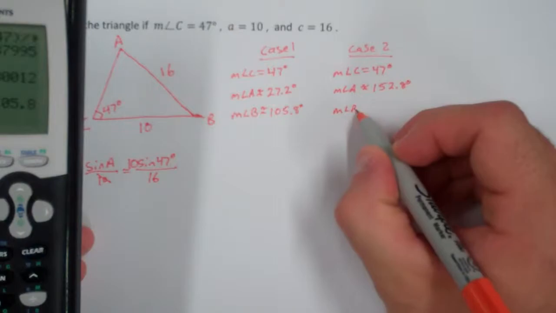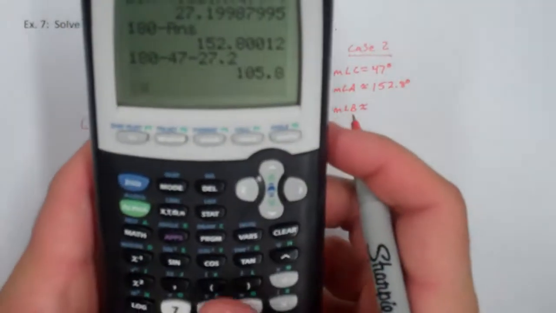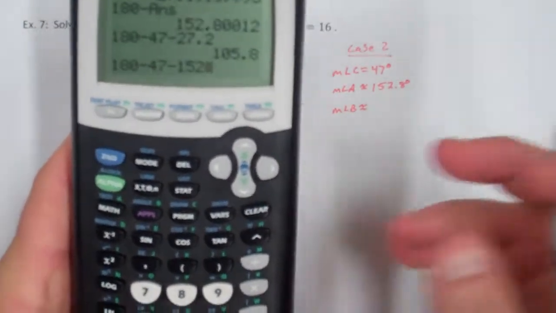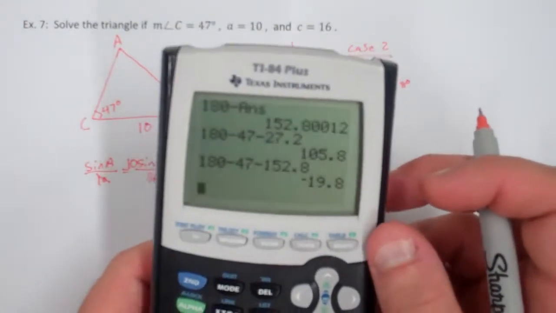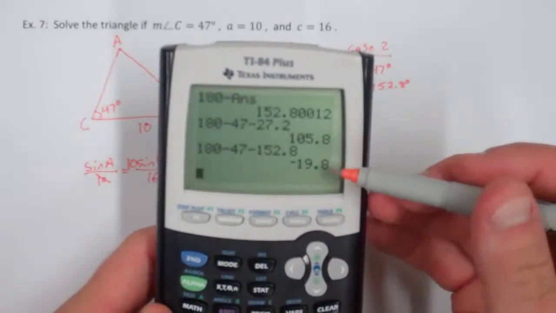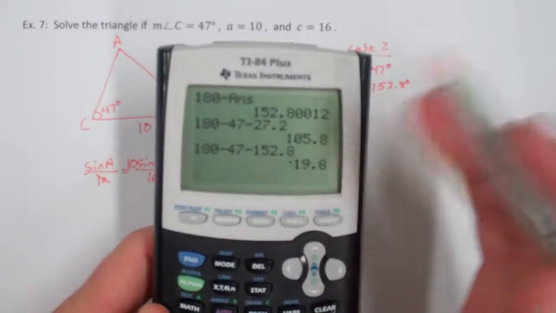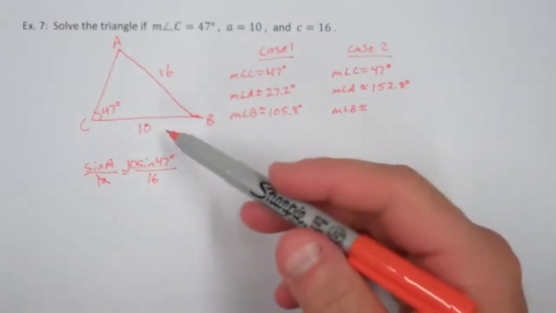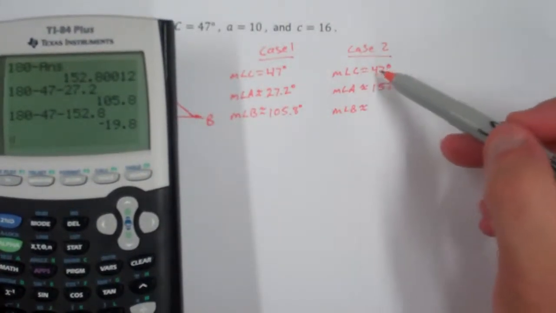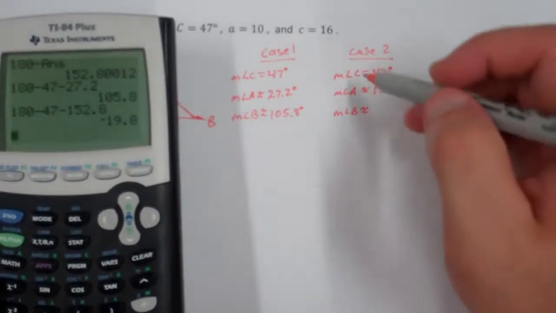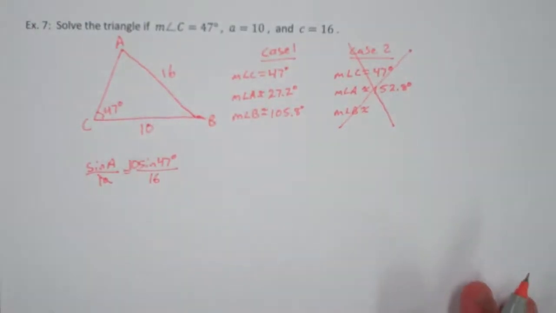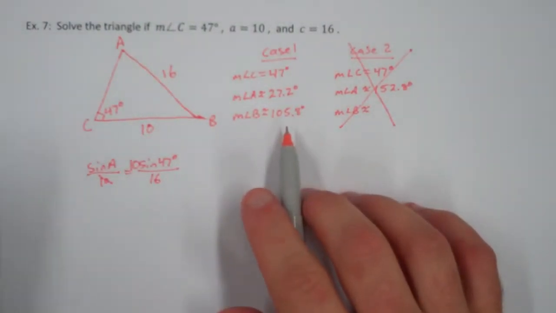This measure of angle B will be 180 minus 47 minus 152.8, which is negative 19.8. Wait a minute, we're not on the coordinate plane. There's no negative angles in a triangle that's just out there in existence like this one is. So this is a case where the measure of angle A and the measure of angle C are more than 180 degrees, which means that this case actually is not possible. We just have to worry about this first case.